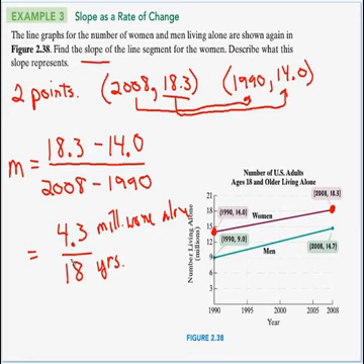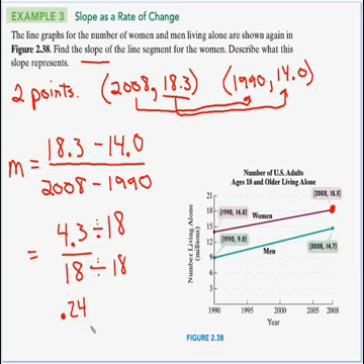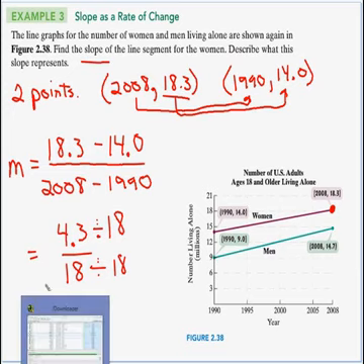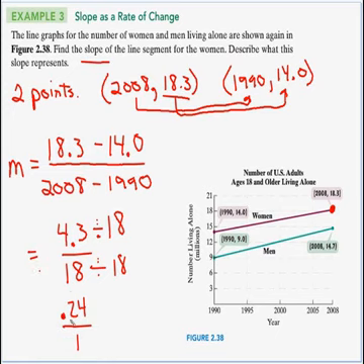Now, it's kind of weird, this number per 18 years, usually we express things as a rate per year. So what could we do here? Let me erase this a little bit. I could divide my numerator and denominator by something to get my denominator to be a 1. So it would be per year. Well, I can divide both top and bottom by 18. And then I'll get 0.24 divided by 1. And remember, this is millions per year.